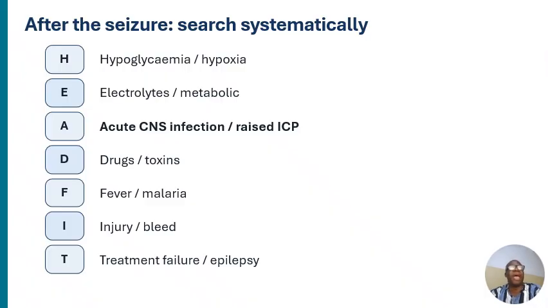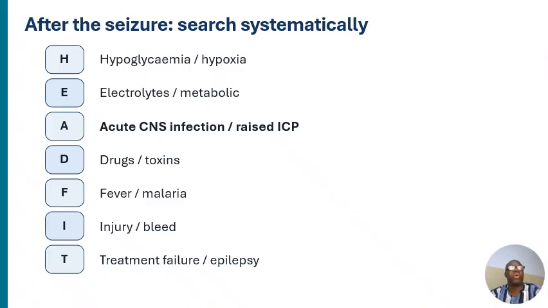H reminds us of hypoglycemia and hypoxia. E stands for electrolytes and other metabolic disturbances. A is acute CNS infection or raised intracranial pressure. D is drug, toxin, or withdrawal. F is fever and malaria. I is injury or intracranial bleeding. T is known epilepsy, non-adherence, or treatment failure.